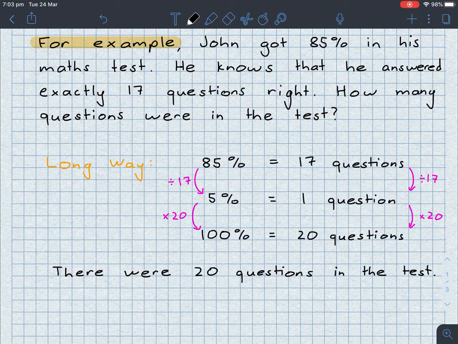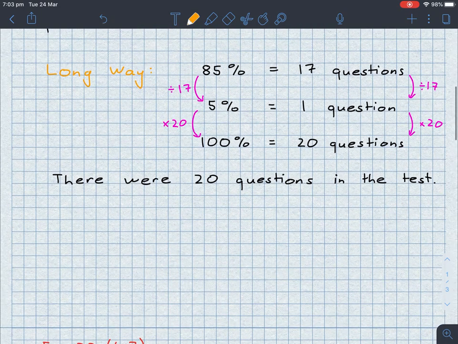Now, that's the long way. I'm also going to show you the shortcut. And if you prefer to use the shortcut, you can use the shortcut for every question from now on. But make sure you write the long way in your notes so that you have it there if you want to refer back to it.